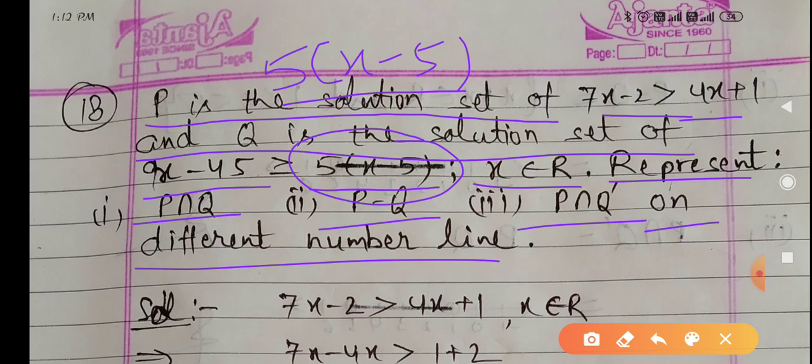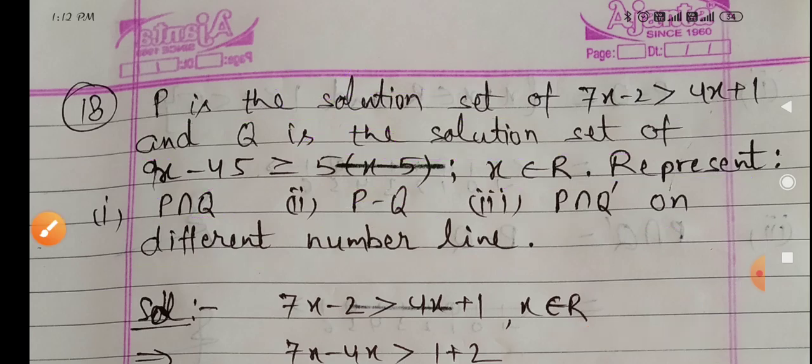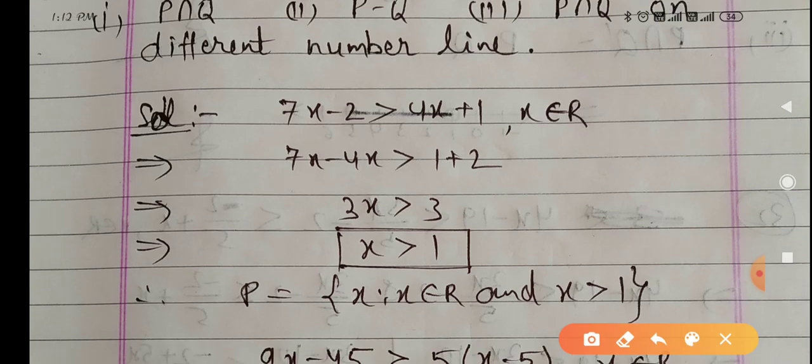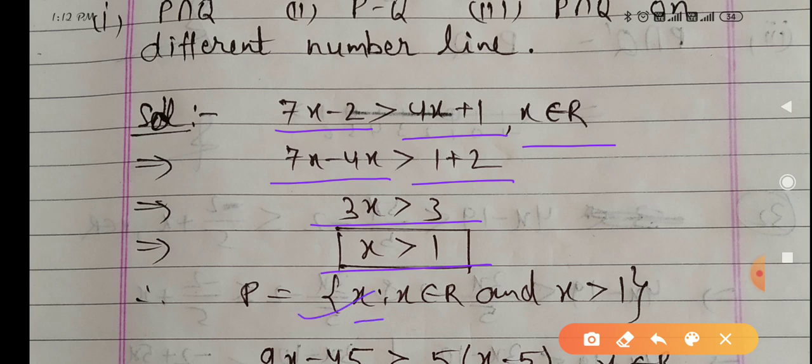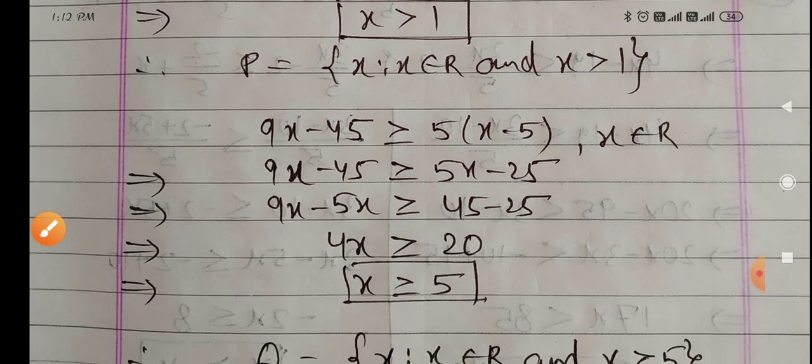First of all, you find the solution set by solving the given inequations. 7x minus 2 is greater than 4x plus 1, x belongs to real numbers. 7x minus 4x is greater than 1 plus 2, 3x is greater than 3, x is greater than 1. So the solution set is x such that x belongs to real numbers, x is greater than 1. So it is P, because they are saying it is P.